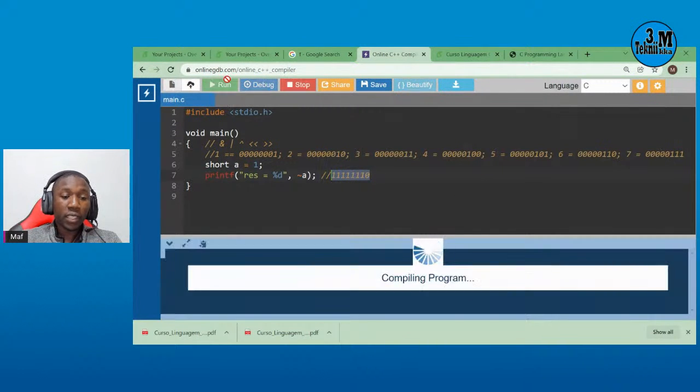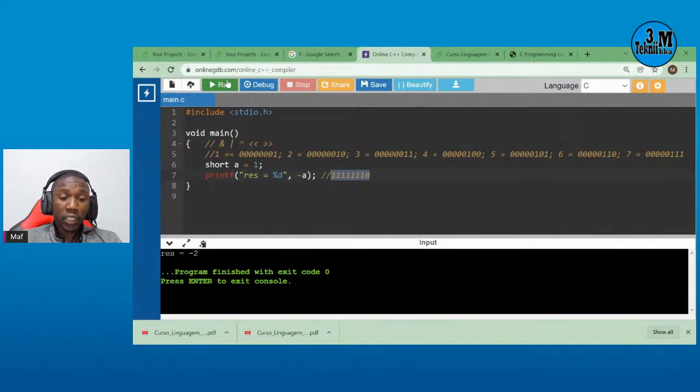Okay. This is different. You're seeing that -2. Why -2? I'm seeing -2. Why is this -2?